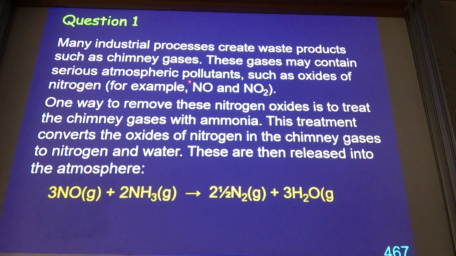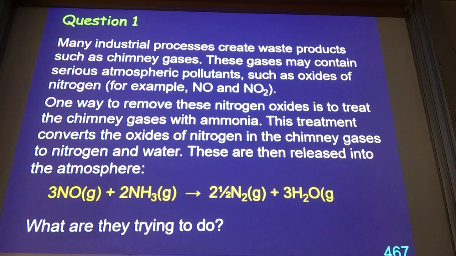Chimney gases contain serious atmospheric pollutants such as oxides of nitrogen. Oxides of nitrogen are bad. One way to remove them is to treat chimney gases with ammonia. So this reacts with the oxides of nitrogen. What you need to get out of that is that nitrogen monoxide is bad and we want to get rid of it.